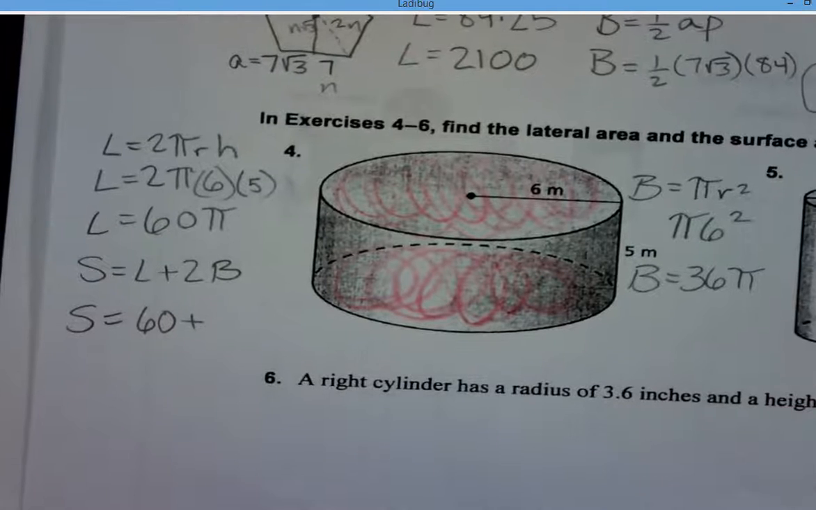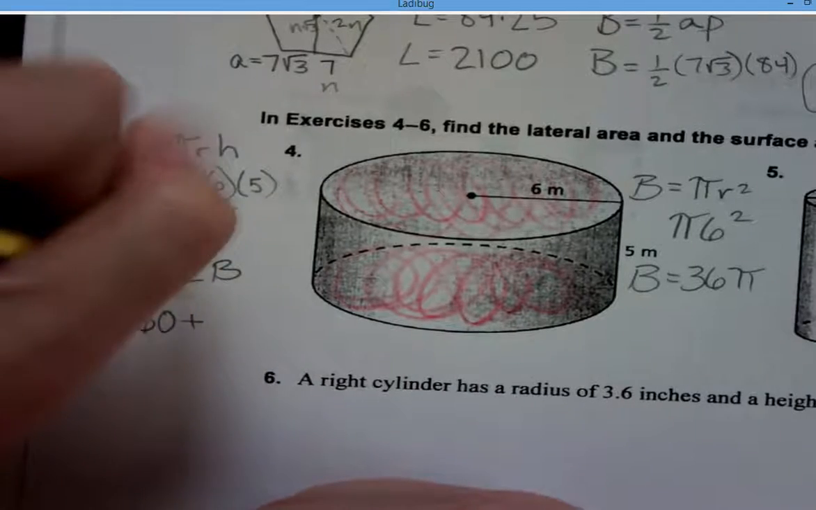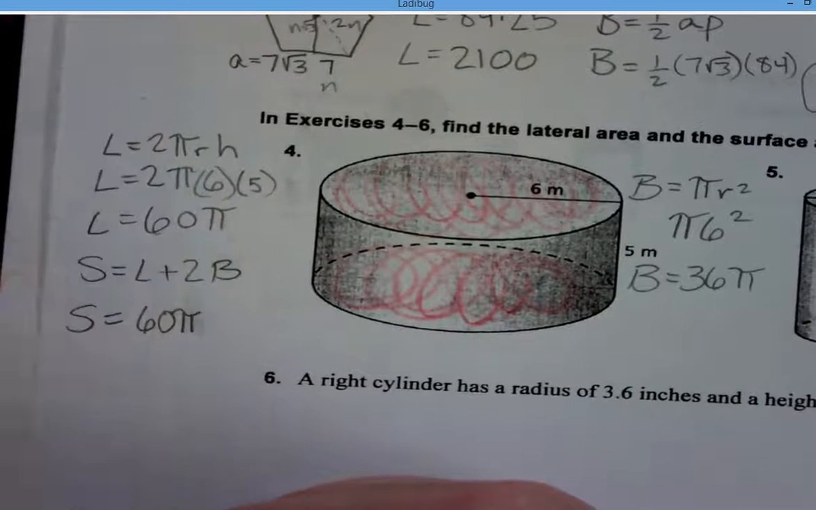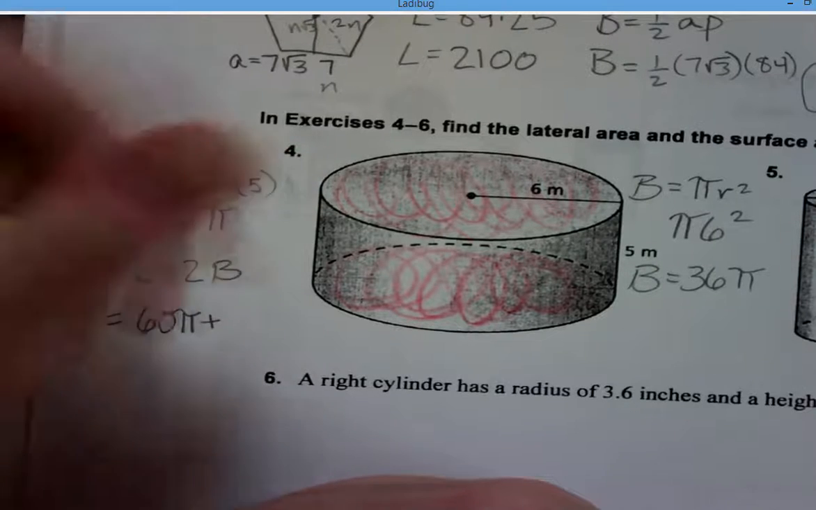The capital B is the area of the base. A lowercase b would just be the length of the base. That's why they're different. So 60 pi. We're going to do area of a sphere on the 5th day of this unit.